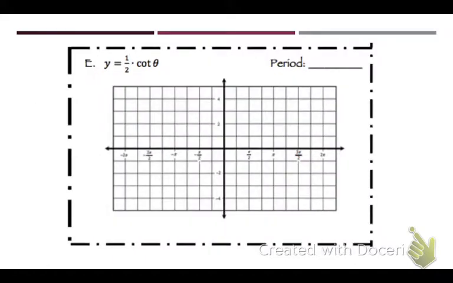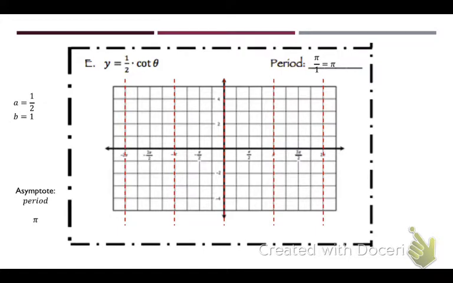Okay, cotangent. Again, let's label our a and our b. So a is 1/2, b is 1. The period is pi over 1, or pi over b. B is 1, so that's just pi. My asymptote is my period, and I always start with an asymptote at 0 for cotangent. So my asymptote's at every interval of pi. So at 0, then I'm going to go up pi, draw an asymptote, down pi, draw an asymptote, up 2 pi, draw an asymptote, down 2 pi, draw an asymptote.